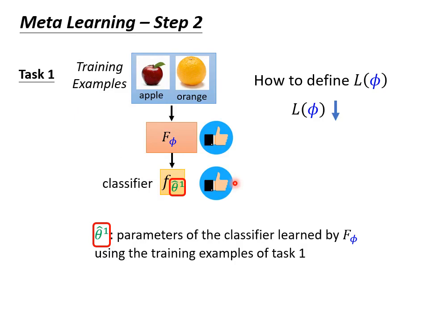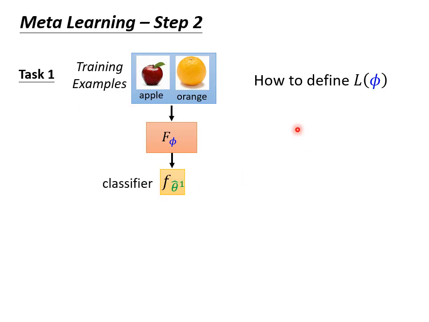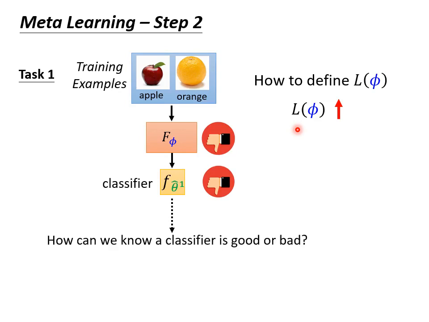So given a phi and given the training examples of a task, we can have a classifier, f theta hat 1. If this classifier is good, then that means we have a good learning algorithm. So this learning algorithm should have a smaller capital L. On the other hand, if this classifier performs badly, then that means our learning algorithm is not good. So it cannot find a good classifier. So this learning algorithm should be assigned a larger capital L. So this is the basic idea of how we define this capital L. However, how can we know a classifier is good or not? The answer is very simple. Just evaluate the classifier on the testing set.